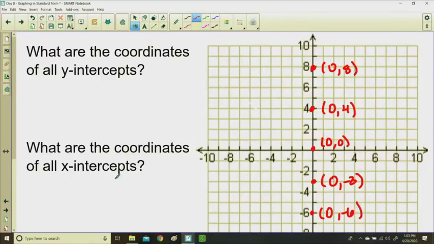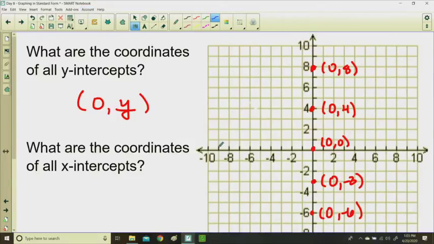So what are the coordinates of all y-intercepts? You should be able to see that the similarity is that they all have 0 as the x value. And they're just going to have some number as the y value. So I'm just going to put y here. So it's going to be (0, y), so some number.